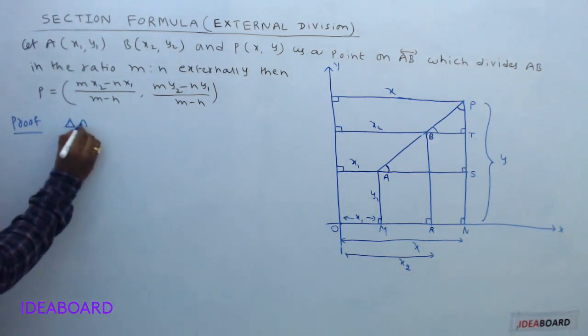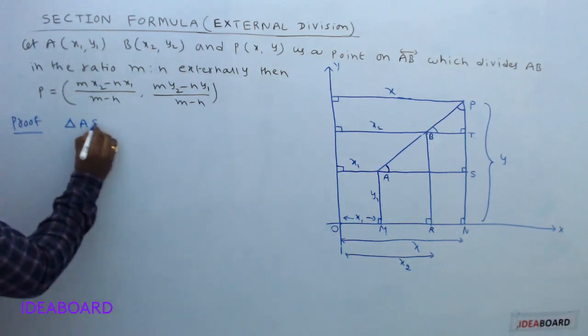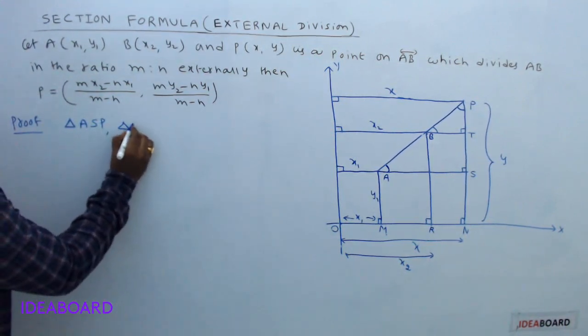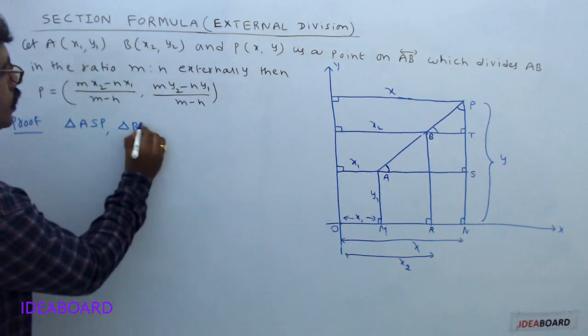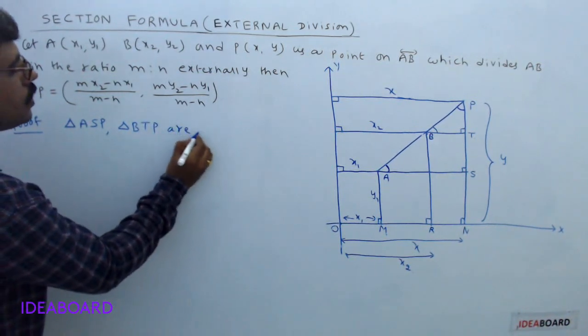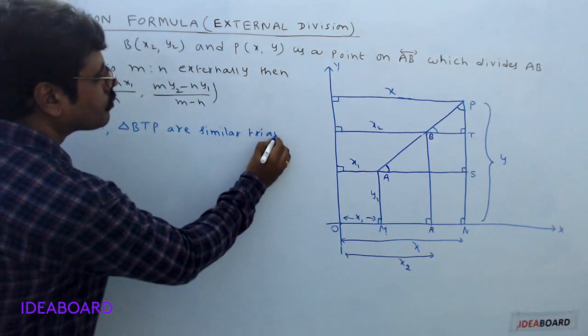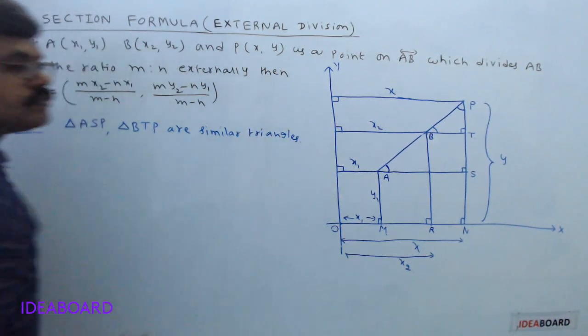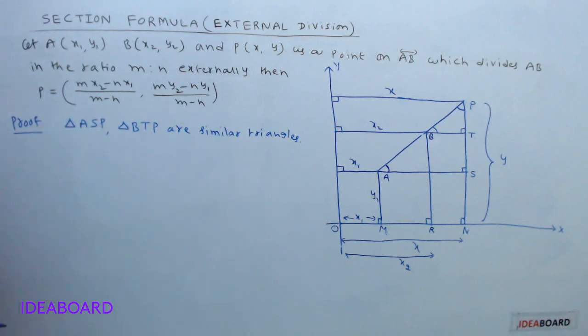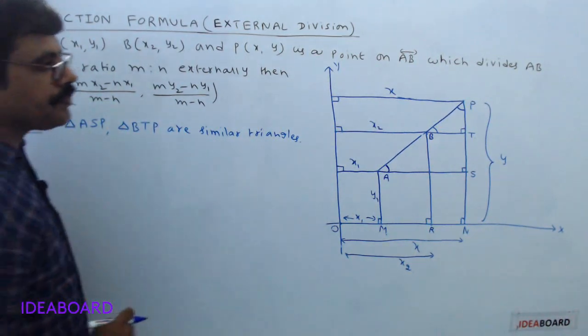So triangle ASP, triangle BTP are similar triangles. Now use the corresponding condition.